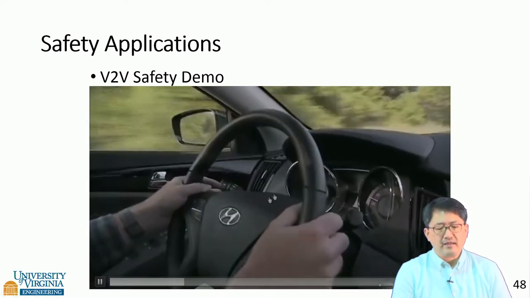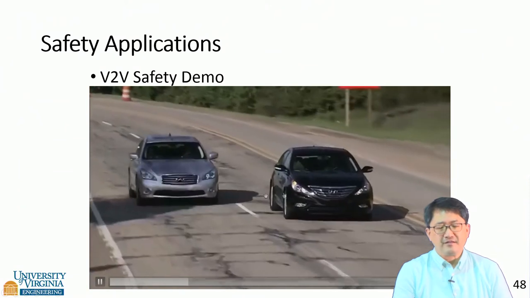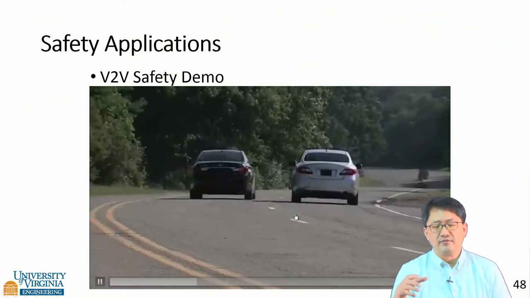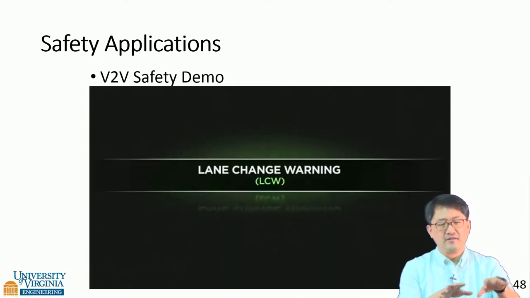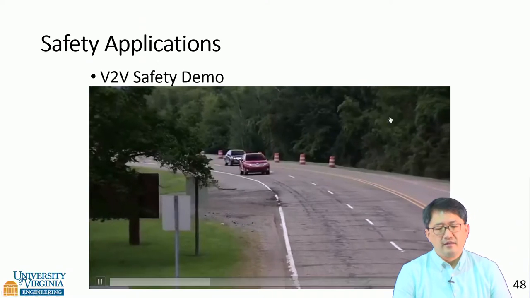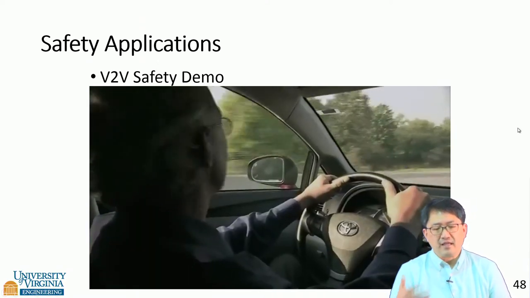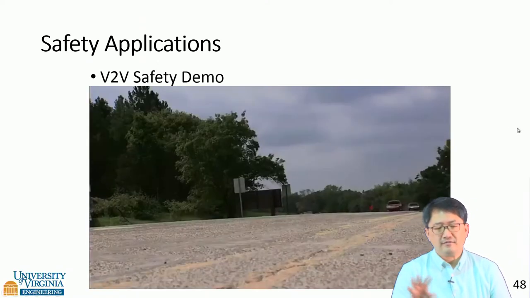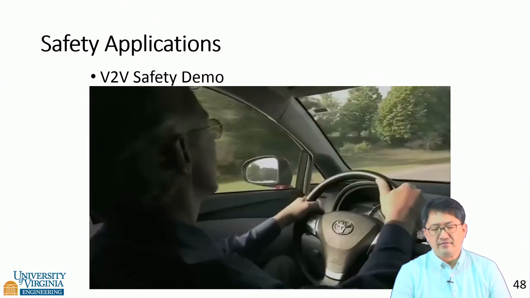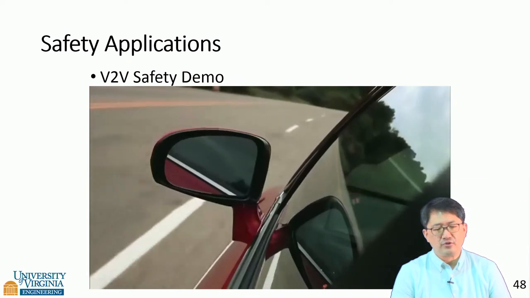And this is a blind spot warning. This actually helps in a lot of situations, because when you have a car very close and you cannot even recognize cars next to you, things like that. So this is obviously a demo done in the early 2000s. As you can see, the video is not really good quality, and the devices are fairly premature.